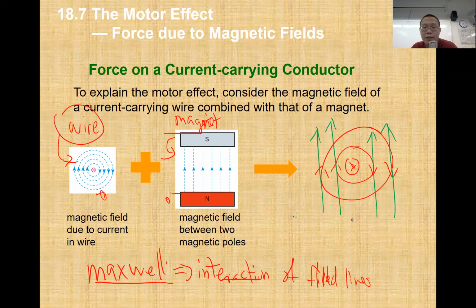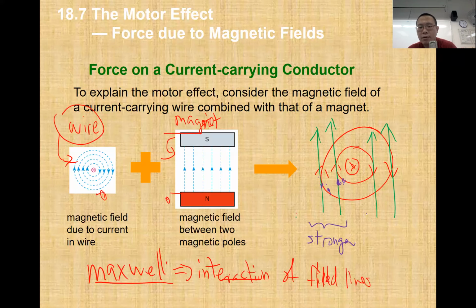On this side, you'll find that the red color and the green color, the two arrows, are actually in the same direction. Because the two field lines are in the same direction, they will reinforce each other. So this field line on this side will actually be stronger than before.